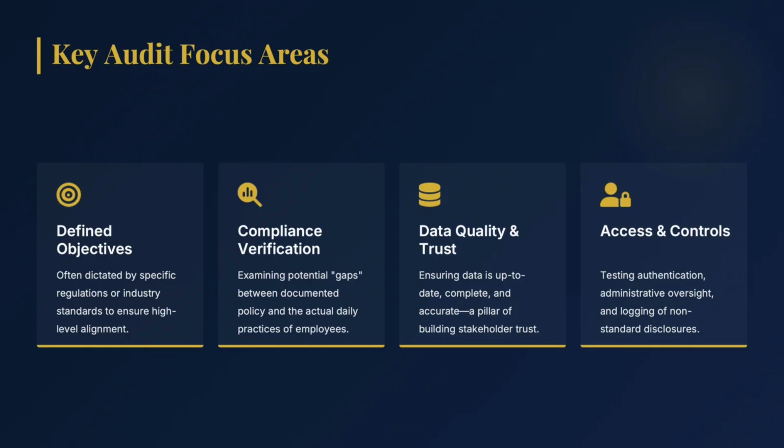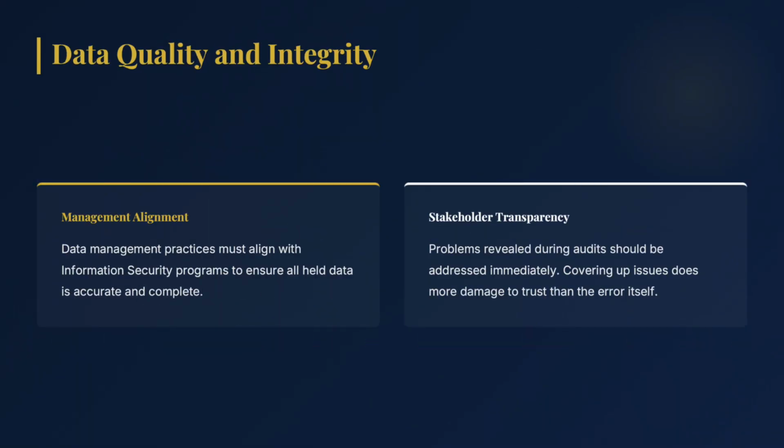Audits of data quality and integrity examine information systems, controls, safeguards, and other data management practices. When they're closely aligned with the information security program, these data management practices are intended to ensure that all data is up to date, complete, and accurate. Sustaining rigorous data integrity and quality is a pillar of building trust with stakeholders.